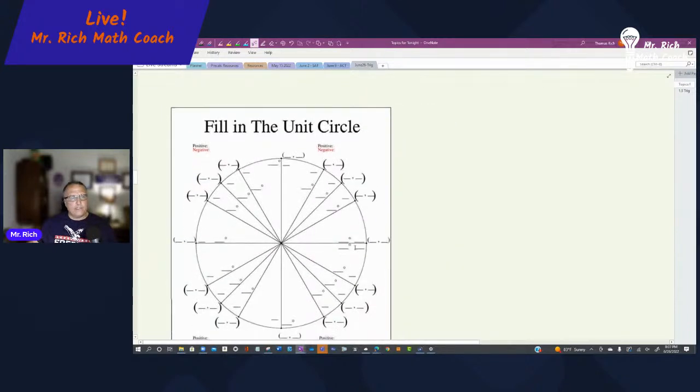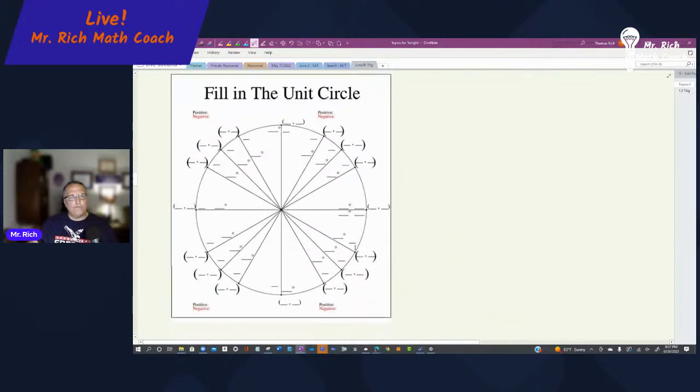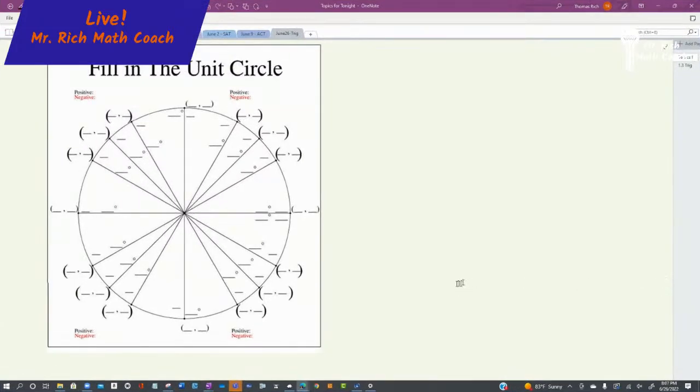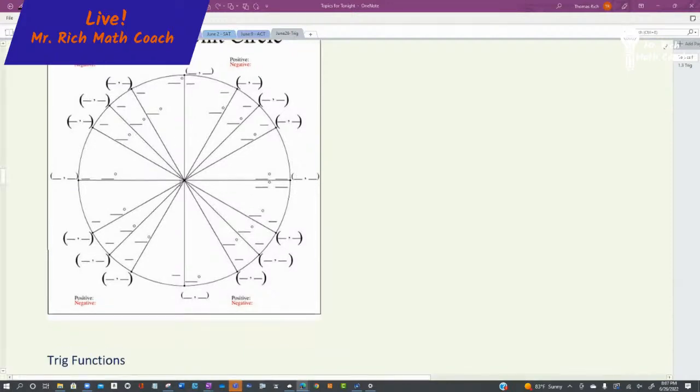So good practice would be to fill in the unit circle. I know that in many pre-calculus classes, teachers so much want you to be able to memorize this that they will give quizzes where they'll give you maybe 60 seconds to completely fill in the unit circle. So definitely get some practice on the unit circle and make sure you've got that memorized.